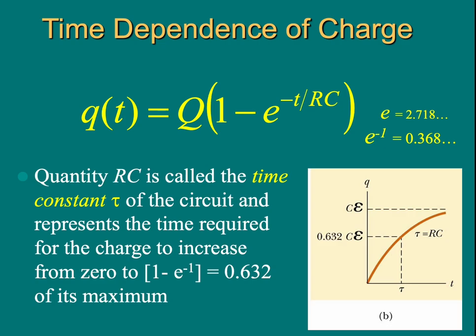The interesting point is when t equals R times C. This expression, e to the minus t over RC, reduces to e to the minus 1 at t equals R times C. And e to the minus 1 is 0.368. 1 minus 0.368 gives us 0.632. So at time t equals R times C, the capacitor is charged to 63.2% of its full possible charge.